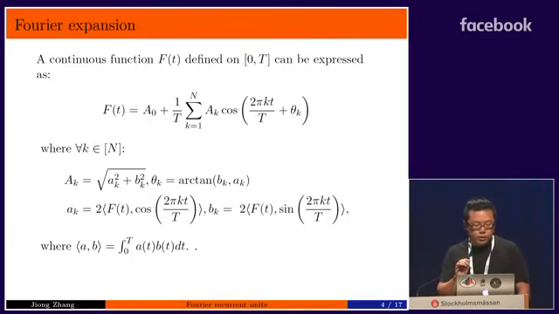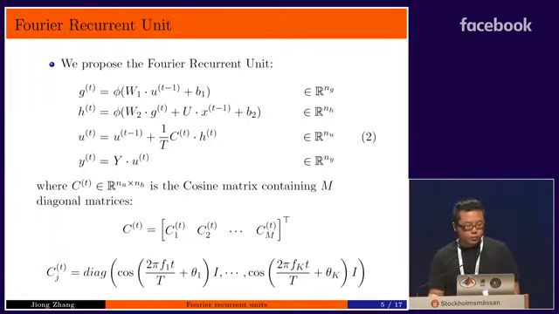Before we come to our work, let's recall the Fourier expansion. Any continuous function defined on a closed interval 0 to T can be expressed as a weighted summation of these cosine functions with the weight calculated like this. So the message is that the Fourier basis has really strong expressive power and global support. Here goes our method. We call it Fourier recurrent unit, or FRU, if you like.